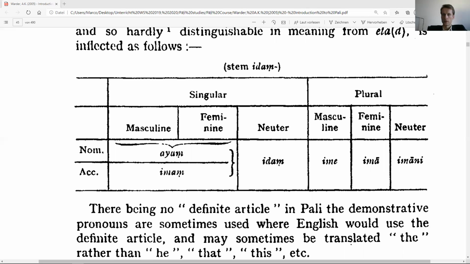There being no definite article in Pali, the demonstrative pronouns are sometimes used where English would use the definite article, and may sometimes be translated as the rather than he, that, or this, etc. Demonstrative pronouns must agree in number and gender with nouns to which they refer.